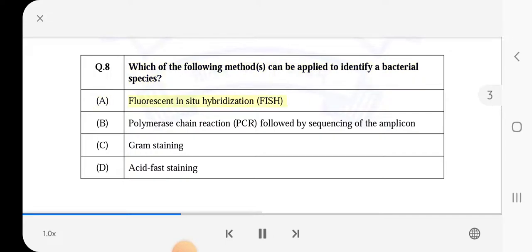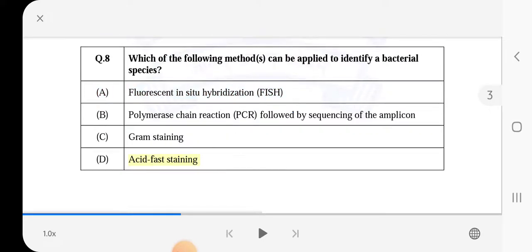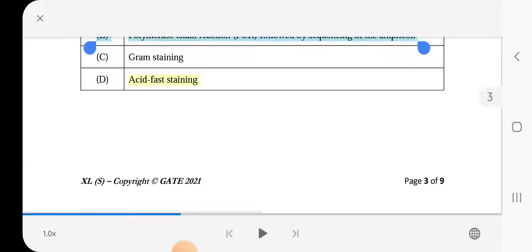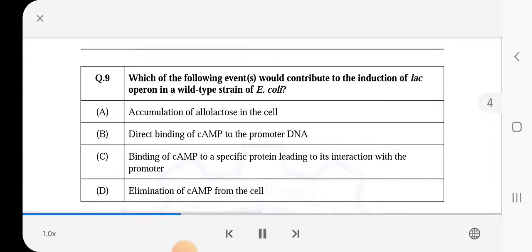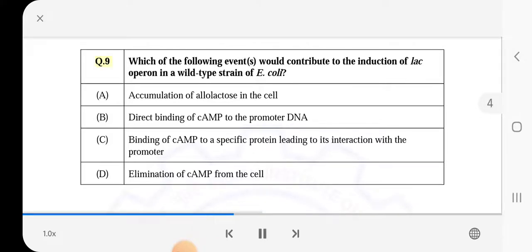Q.8 Which of the following methods can be applied to identify a bacterial species? A. Fluorescent in situ hybridization, FISH. B. Polymerase chain reaction, PCR, followed by sequencing of the amplicon. C. Gram staining. D. Acid-fast staining.